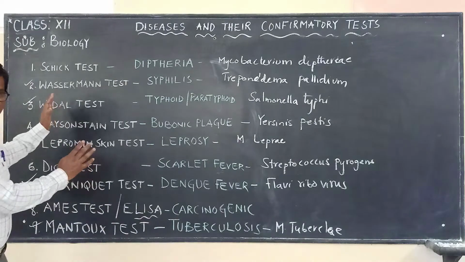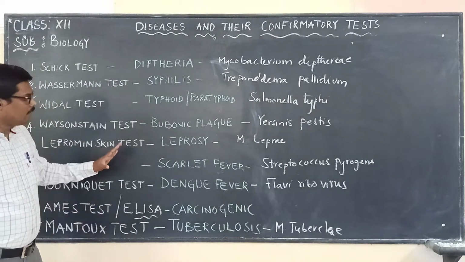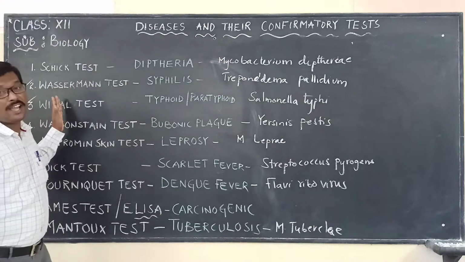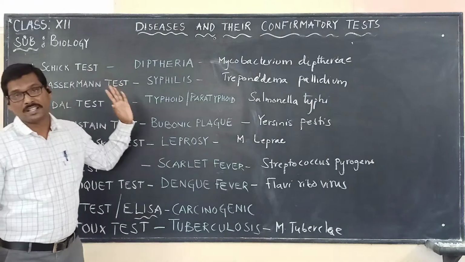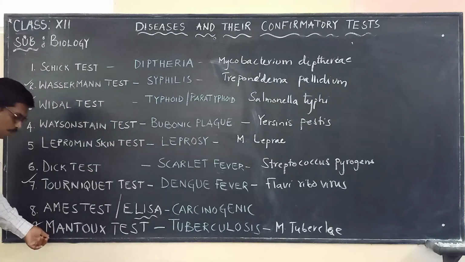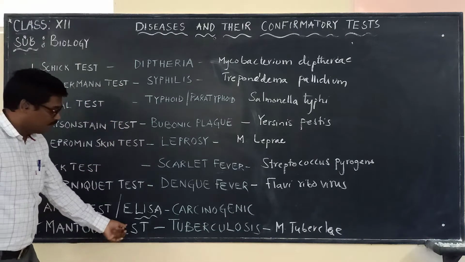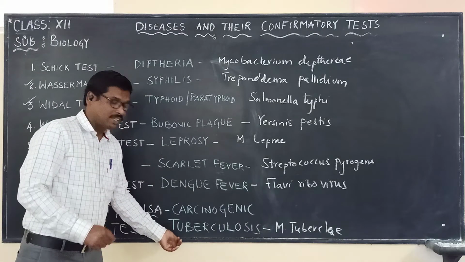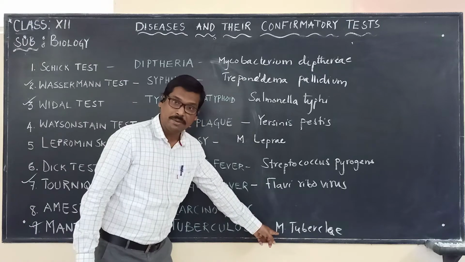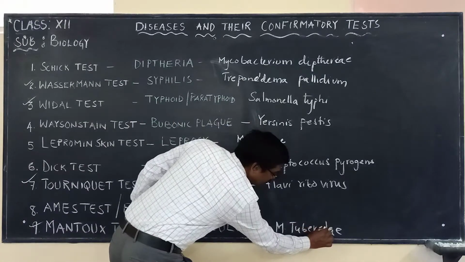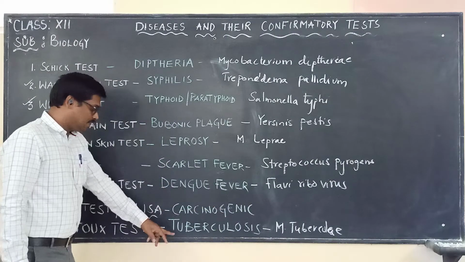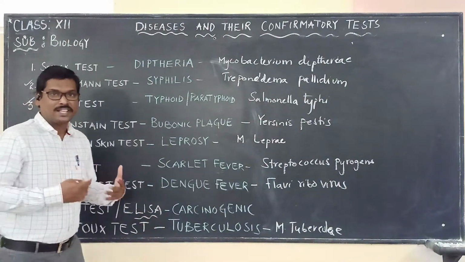So here we have seen some of the diseases and the tests that are used to confirm that particular disease. The last one we have seen, the Mantoux test, is used to confirm tuberculosis, which is caused by Mycobacterium tuberculosis, the bacteria that infects the lungs.